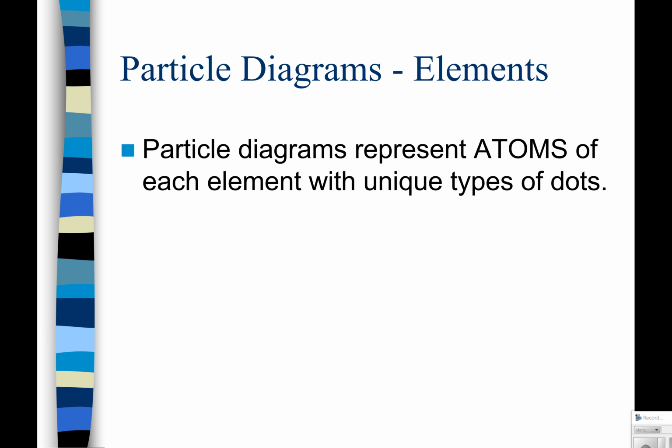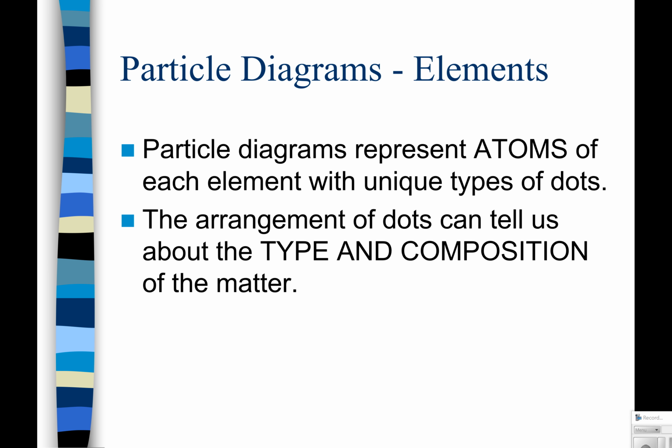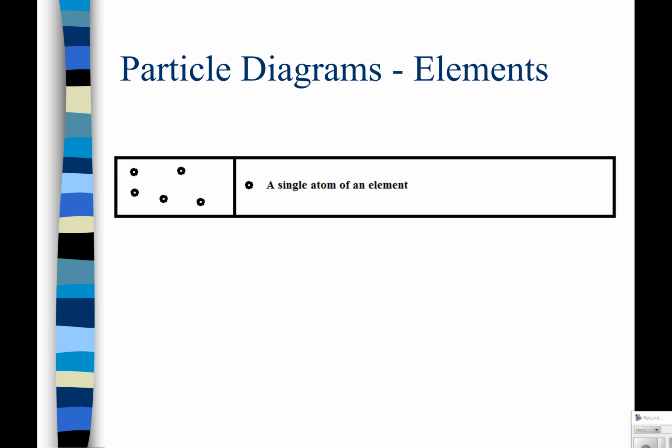Particle diagrams. You guys will have to use particle diagrams to differentiate between different types of matter. And particle diagrams can represent atoms of each element using different types of dots. The arrangement of the dots will tell us about the type of matter that it is and the composition of the matter. We can use pretty much any key that we want, but we'll try and keep it simple. We're going to use a little open circle here to represent a single atom of an element.